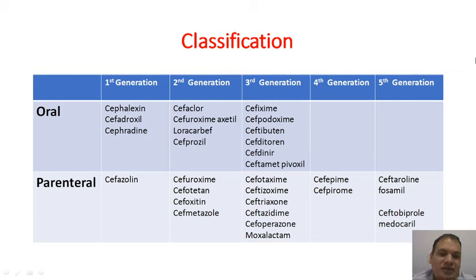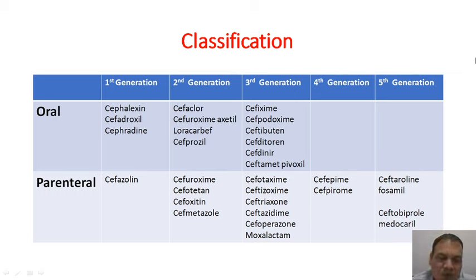There are some exceptions again. Cefuroxime, though it ends with ME, belongs to the second generation of cephalosporins. The rest of the cephalosporins that do not fulfil all these patterns, you can say belong to the second generation. There are some exceptions, except ceftizoxime and moxalactam, which belong to the third generation.